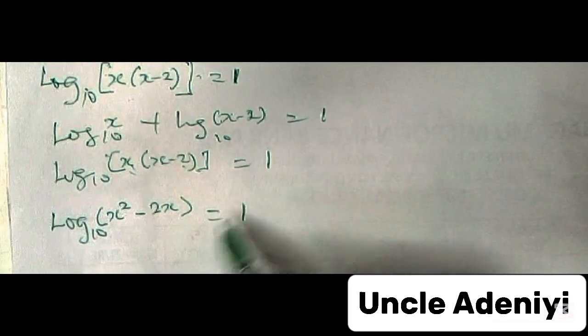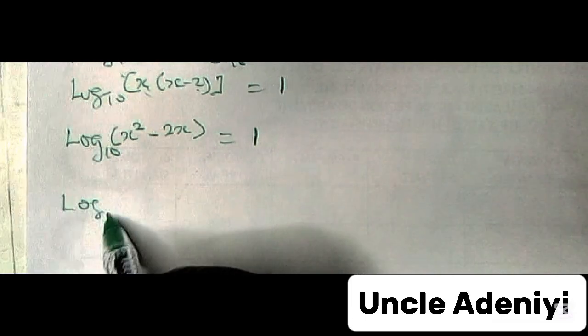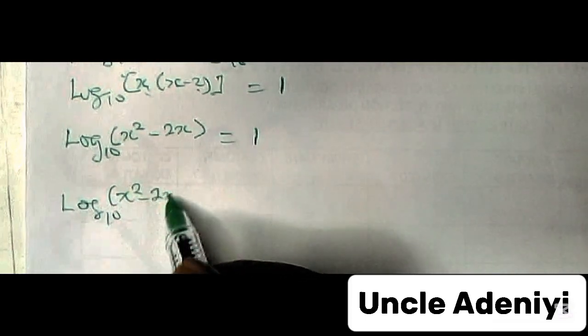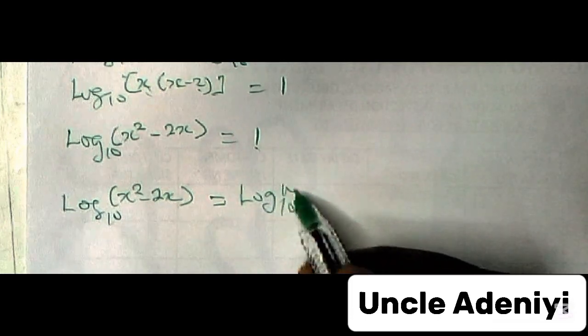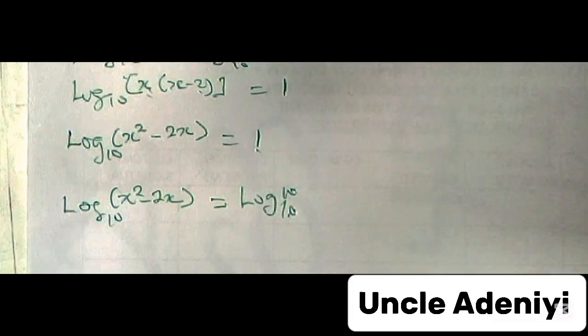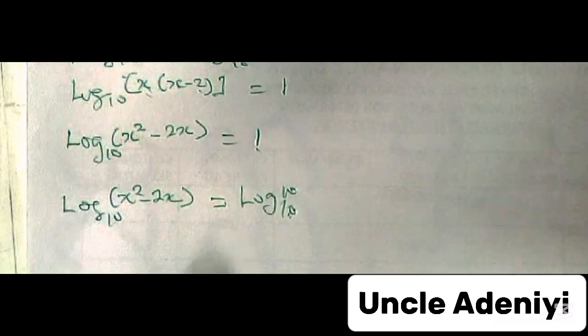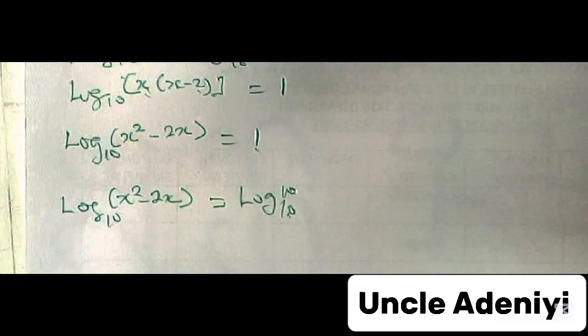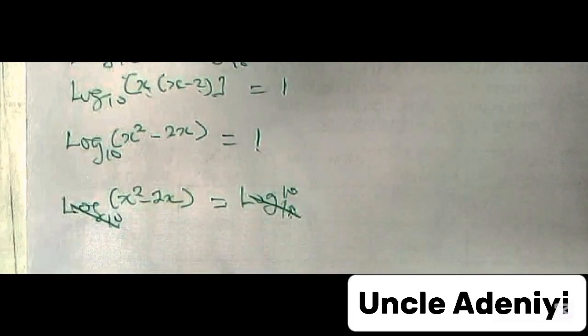So equals 1. So this can be written as log base 10 of x squared minus 2x equals, this one can be written as log 10 base 10. Log 10 base 10 is still the same thing. When you say log 10 base 10, what is the answer? It is 1. So I'm just trying to rewrite it. Do you understand? So in mathematics, log base 10 here and log base 10 here cross one another.